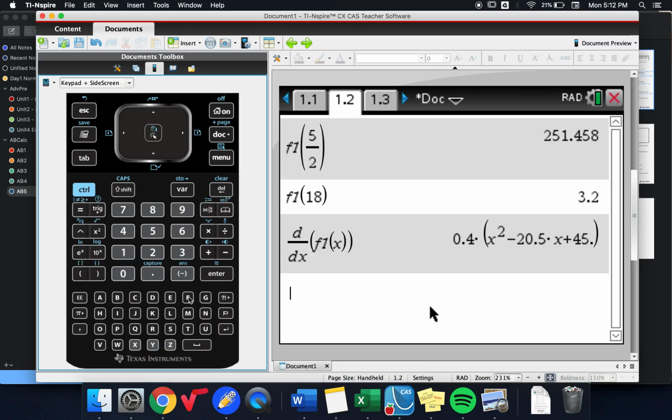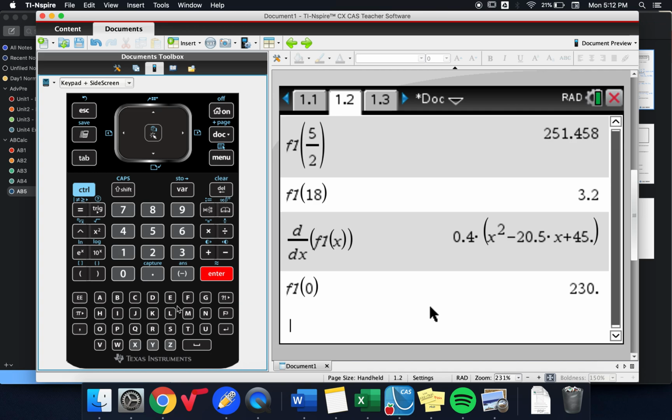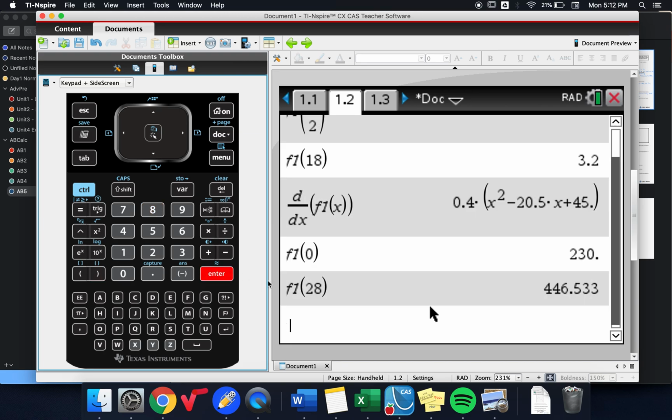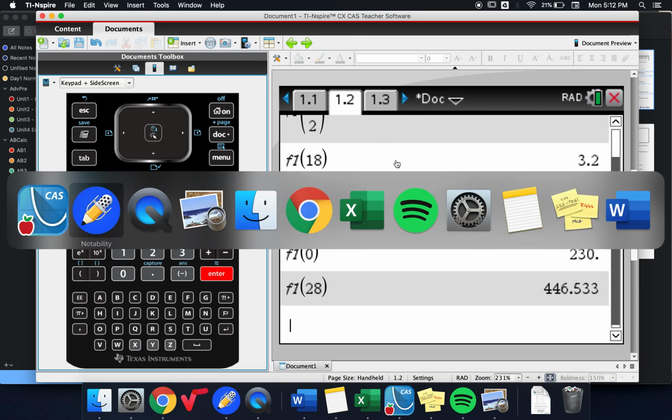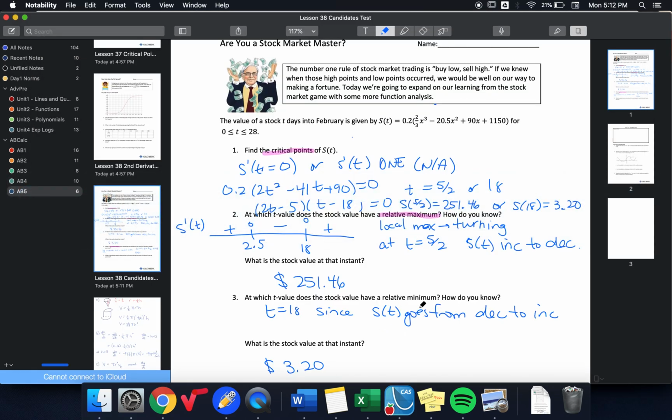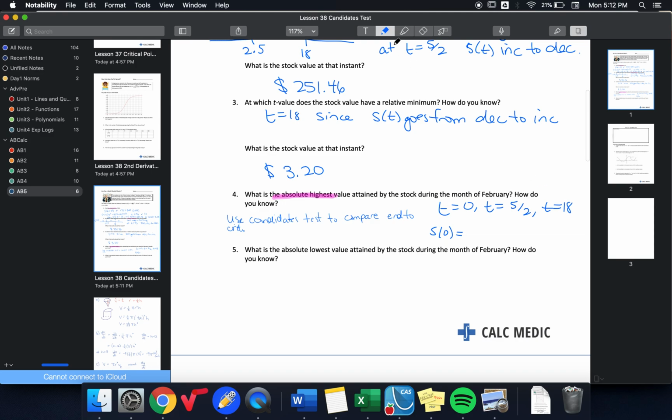So I'm going to do f1 of 0. I'm also going to do f1 of 28 while I'm there. Those are my two endpoints, 230 and 446.53. Here I said 18, but that's not the endpoint. That was one of my minimums, so I don't want to look at that if I'm looking for a maximum. I want to look at the last day of February.